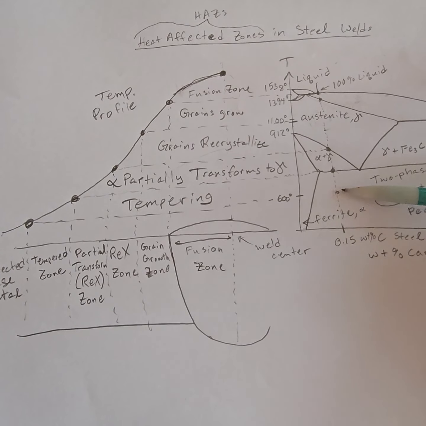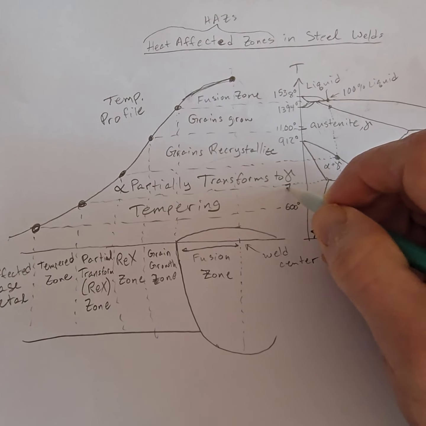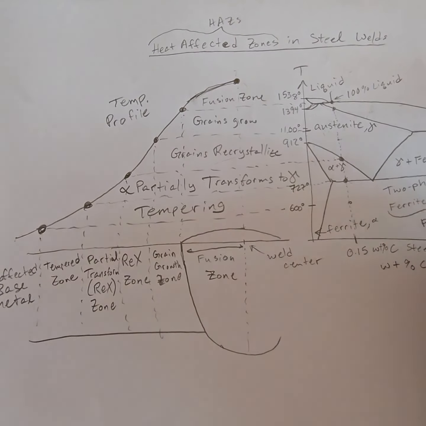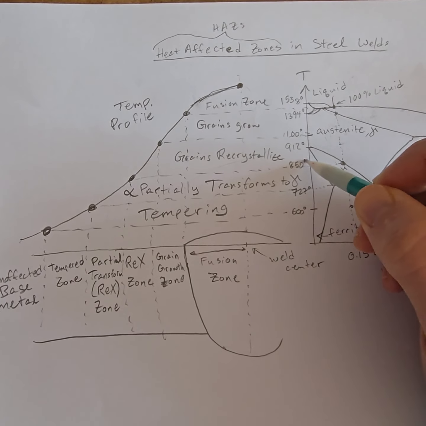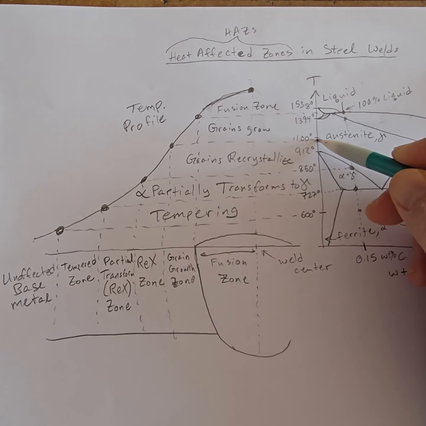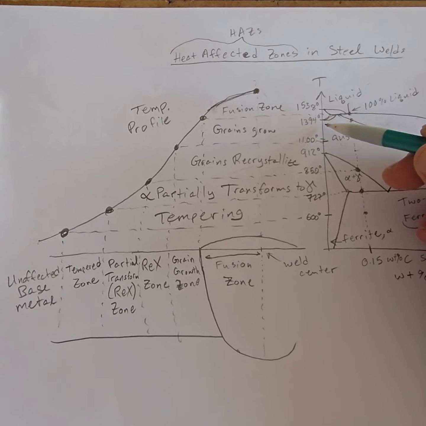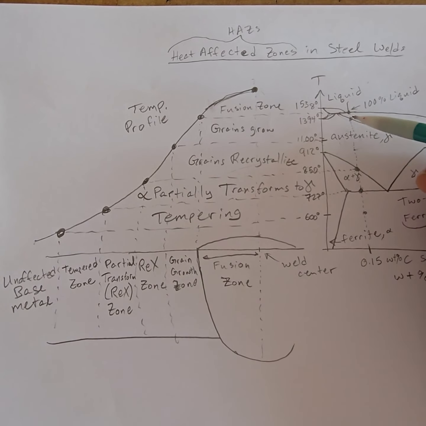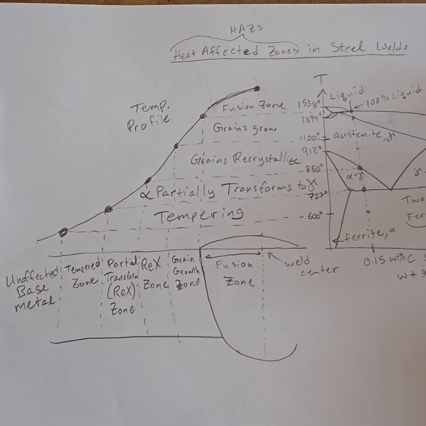Unaffected base metal from 0 to about 600 degrees. Tempered zone from about 600 to about 727 degrees Celsius. Partially transformed from 727 to about 850 degrees Celsius. Recrystallized from about 850 to 1100 degrees Celsius. Grain growth from about 1100 to the melting point, about 1500 degrees Celsius. Fusion zone above about 1500 degrees Celsius where it melted.